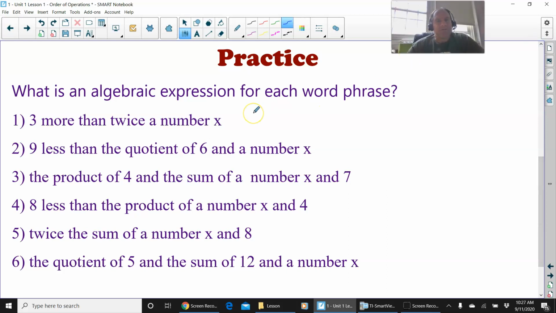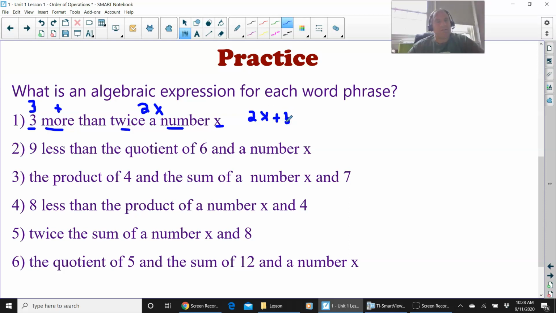So number one says 3 more than twice a number, x. So I'm going to underline 3, right? And then more. More usually stands for the operation of addition. Twice a number is 2 times x. So 2 times x. And since addition is commutative, you could put either 2x plus 3 or 3 plus 2x. Either way is fine, and that is your answer.